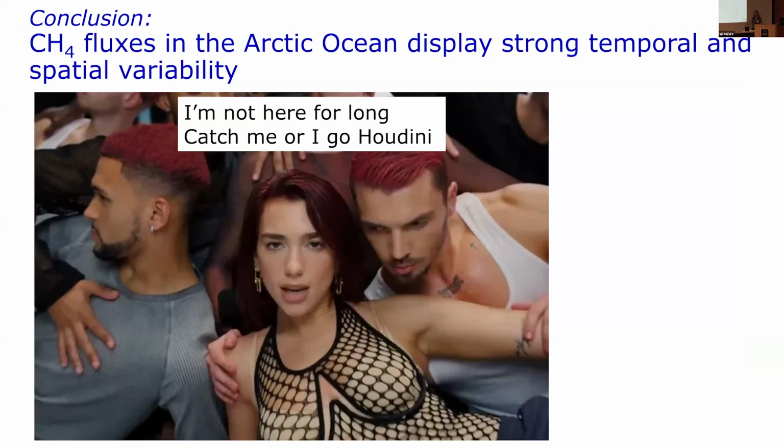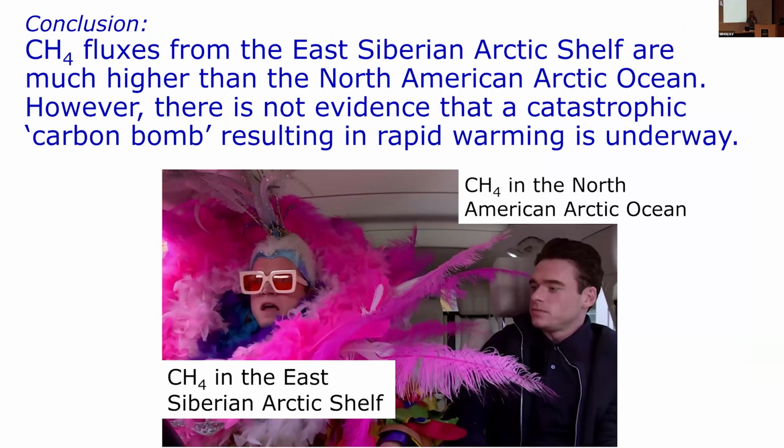So to conclude, the first thing I want to say is that methane fluxes from the Arctic Ocean display strong temporal and spatial variability. Thank you, Dua Lipa, for helping me out with that. And also that methane fluxes from the East Siberian Arctic Shelf are much higher than has been reported for the North American Arctic Ocean, but there's no evidence of a catastrophic carbon bomb.